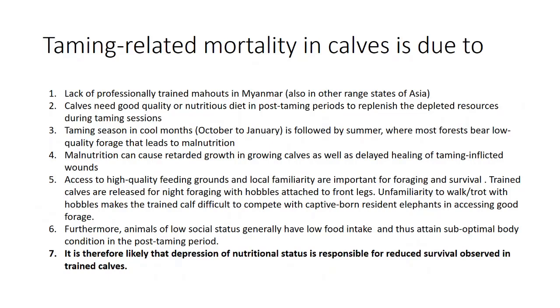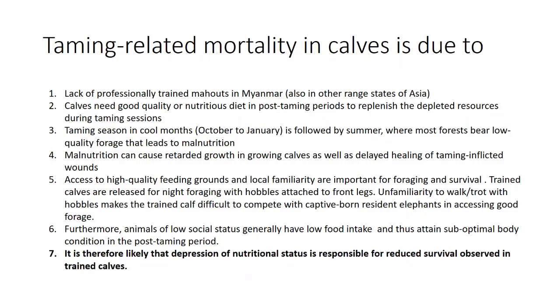Another most important thing in post-taming training is that when the elephant calves are trained, they are also trained to walk with hobbles or fettering chains. This is the hobble. These hobbles and fettering chains are equipment they have to wear for the rest of their life. So they have to know how to manage themselves with hobbles on. In the very first year of the post-training period, it is difficult for them to move around with these hobbles. So trained calves are released for night foraging with hobbles attached to the front legs. Unfamiliarity with walking or trotting with hobbles makes it difficult for the trained calf to compete with captive-born residents in accessing good forage. This is very important.